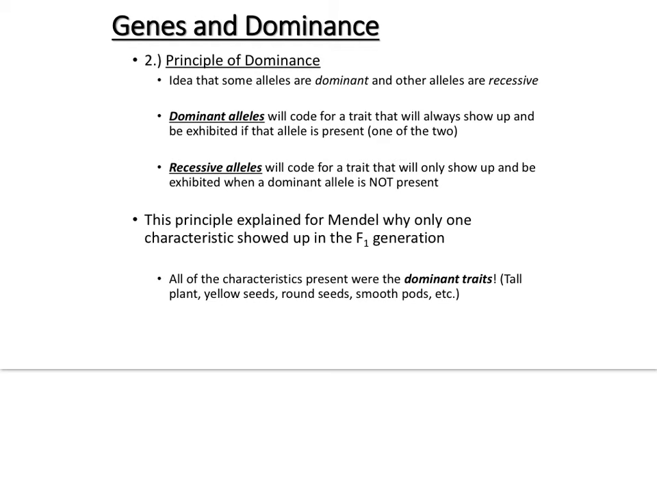This is how Mendel explained what he saw in that F1 generation. All of the characteristics that showed up in those offspring must be the dominant traits. So again, when he crossed a tall plant with a short plant, he got all tall plants. So he determined that tall must be the dominant trait.